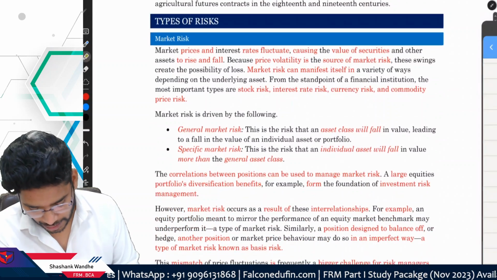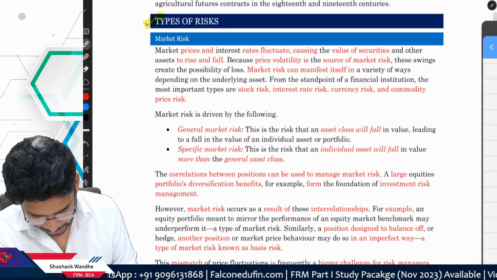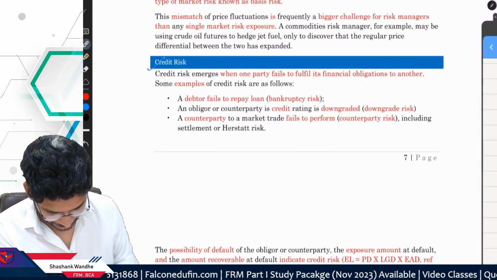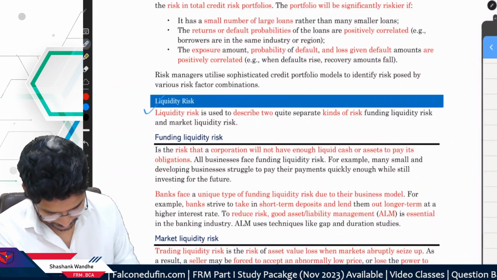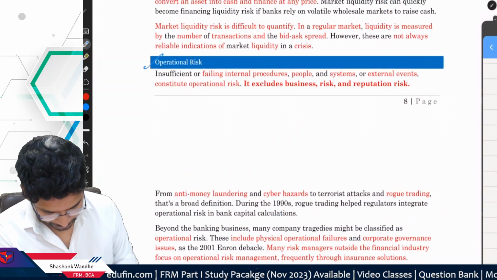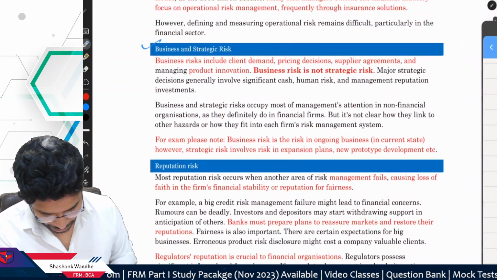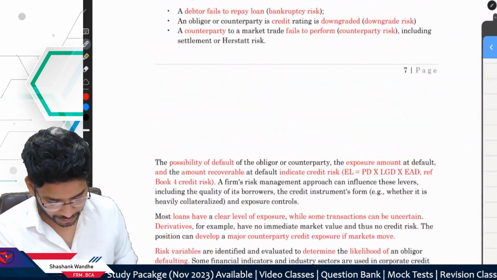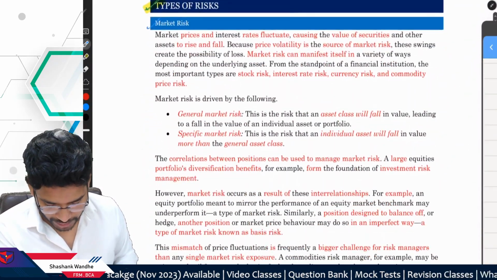So first of all, we'll start with the types of risk. In the types of risk, we have market risk, we have credit risk, and then we also have liquidity risk, operational risk, business and strategic risk, reputation risk. So I have to discuss everything in detail. We'll start with the market risk.